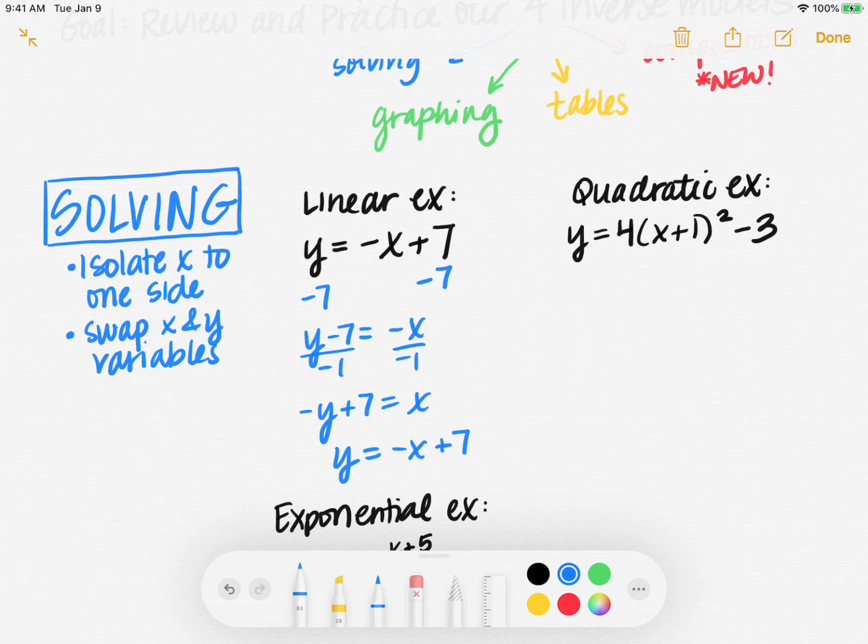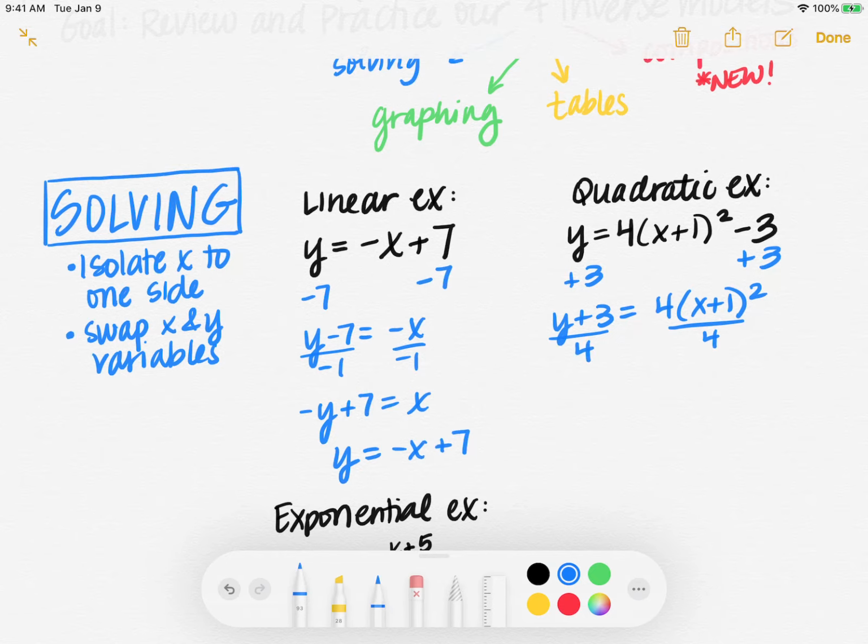In our quadratic example, same thing. We're going to start by adding the 3 to both sides. I'm still trying to get into this x right here, but there's still plenty of stuff around it. That 4 on the front and the square are both things I need to undo first. Let's start with dividing out that 4.